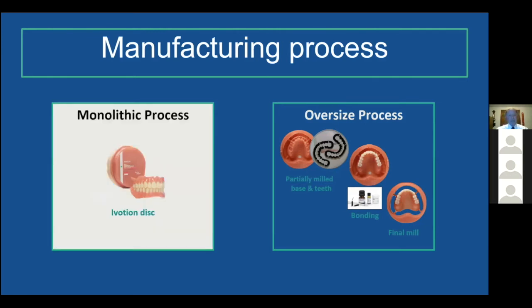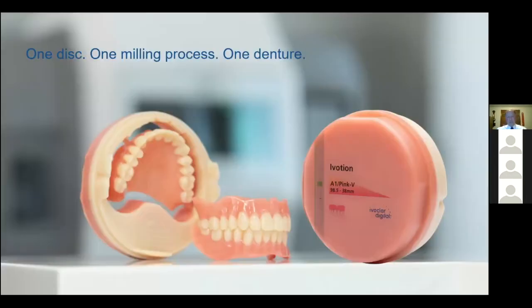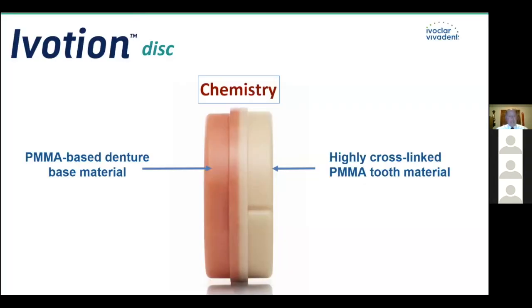So what is this monolithic process? What is this Ivotion disc? Well, it's one disc, and as Rob mentioned, it's got teeth and tissue. So your thought is, it's one disc, one milling process, one denture from one disc. At first glance you're going to say, oh, what's the big deal? So they glued half of a tooth-colored disc and half of a denture-base disc together. I assure you, it's much more than that.